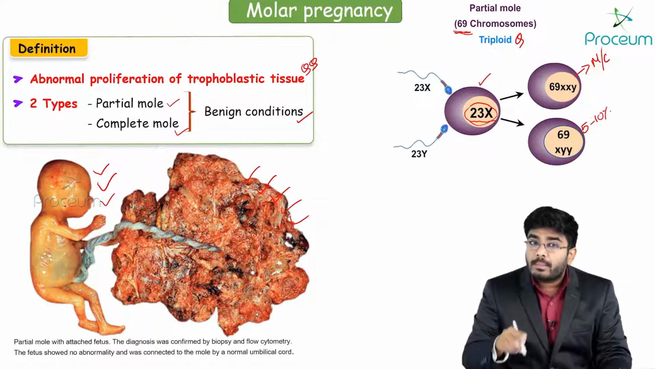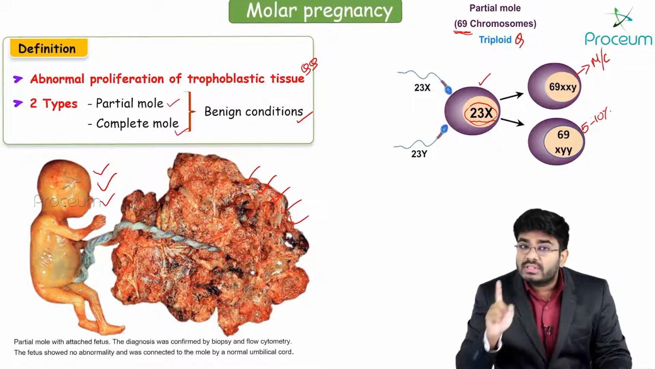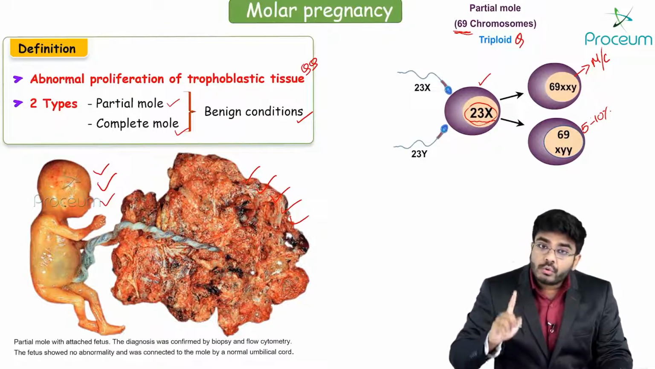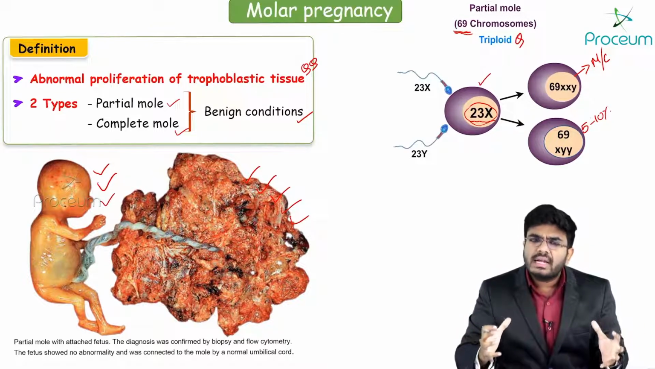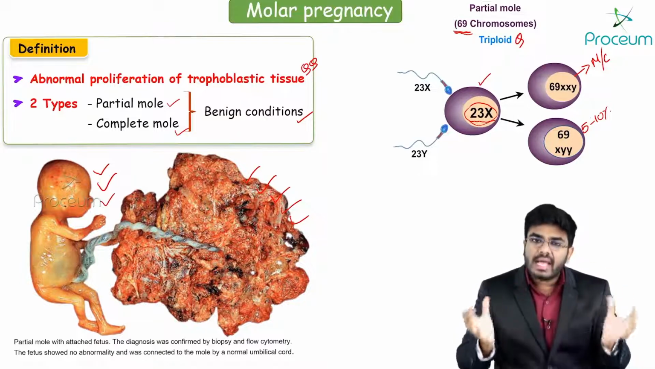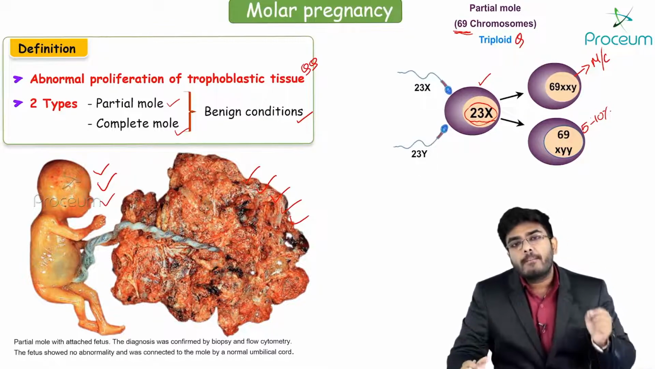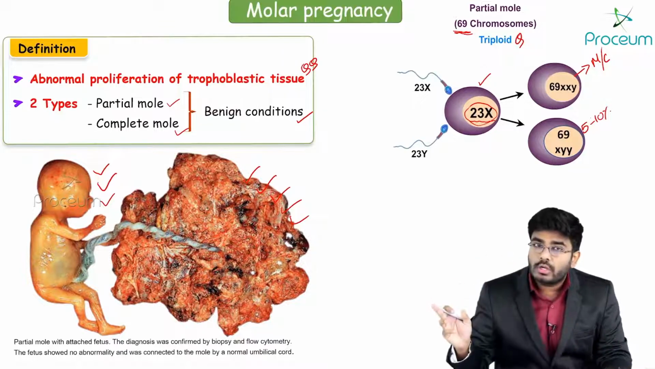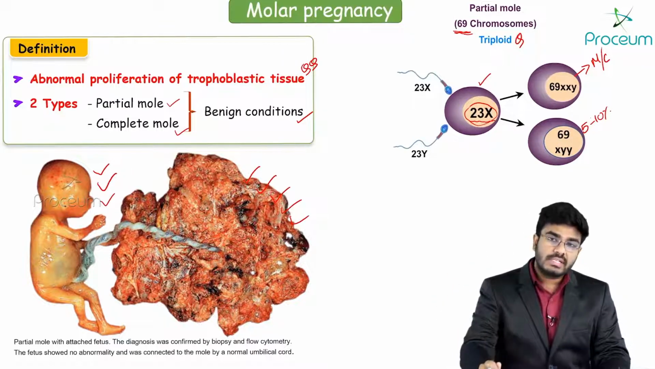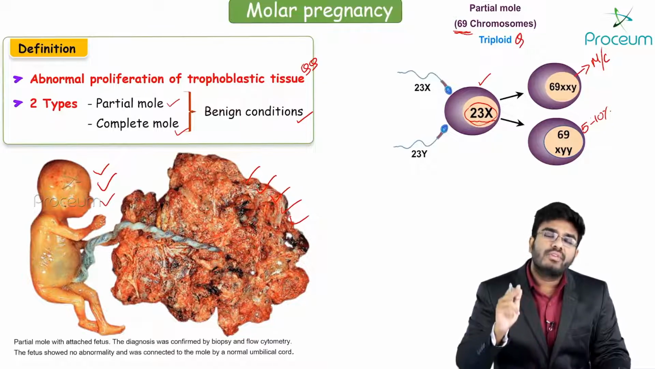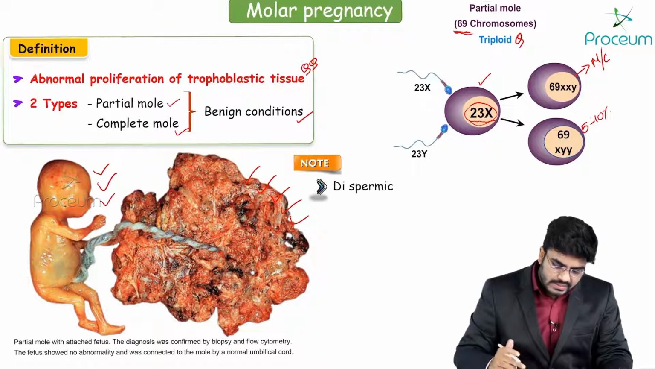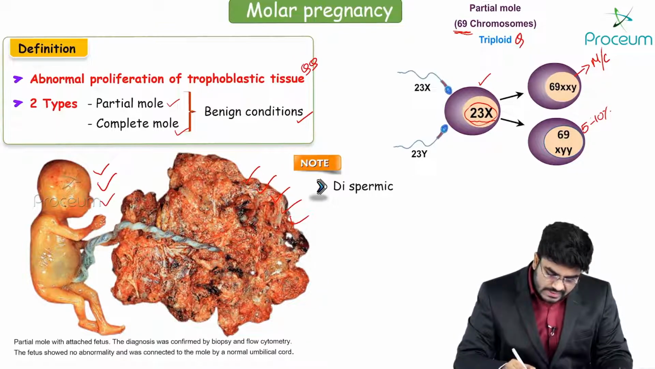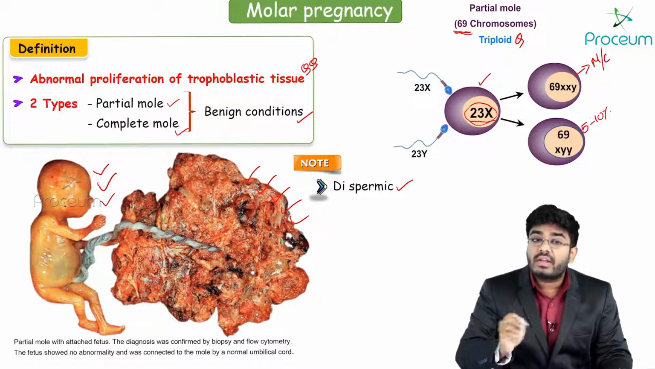Why am I saying this? Because when I discuss complete mole, we will see that fetal tissue is not present. The trophoblast is growing too much and doesn't allow the baby to form. The entire space of the uterus is occupied by the trophoblast in complete mole, so fetal tissue is not present. Here in partial mole, fetal tissue is usually present. Now let's take the important points. We have discussed that partial mole is dispermic: two sperms are fertilizing a single ovum. And what is the most common karyotype?